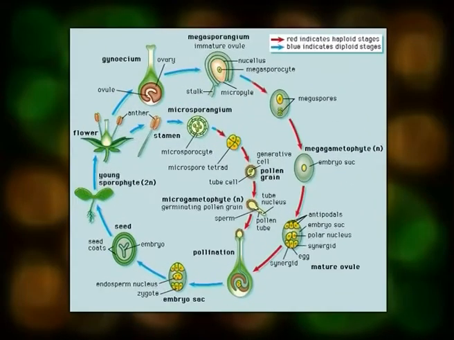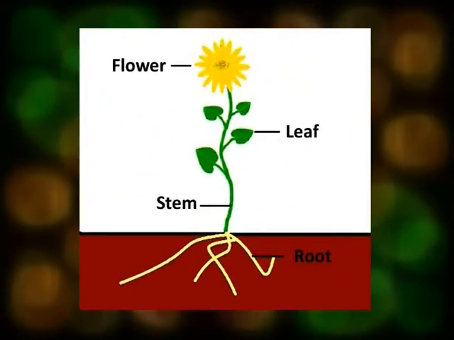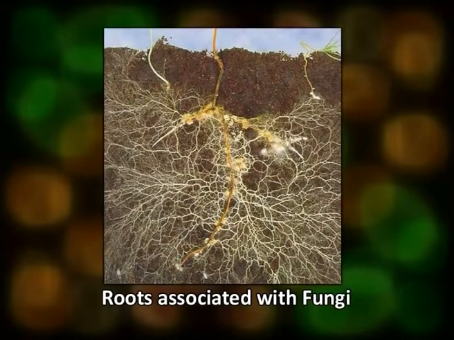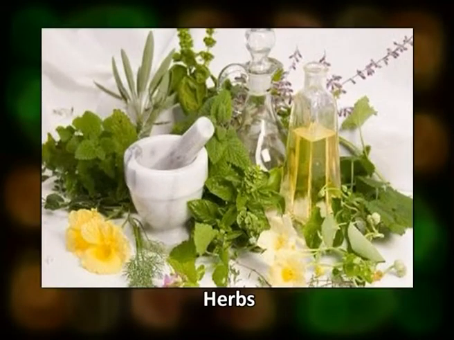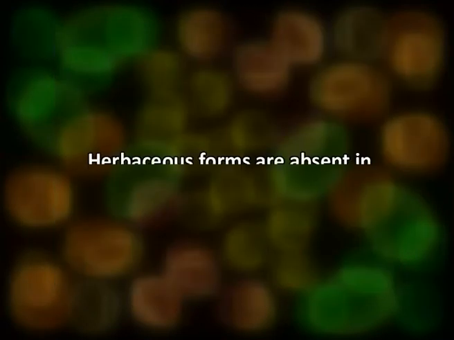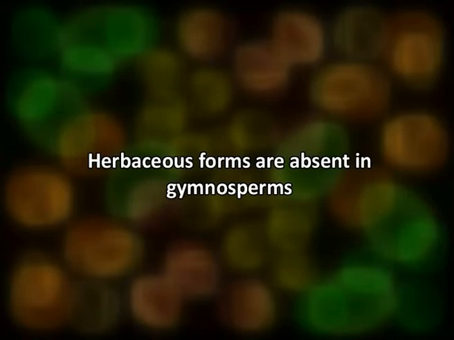Now, we will discuss morphology of seed plants. Plant body is a sporophyte, which is dominant and is differentiated into stems, roots, and leaves. Roots are well developed with mostly taproot system. Some roots are associated with some fungi and algae. Seed plants include herbs, shrubs, and trees. Herbaceous forms are absent in gymnosperms.